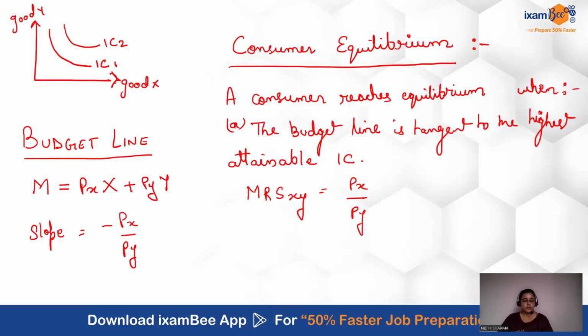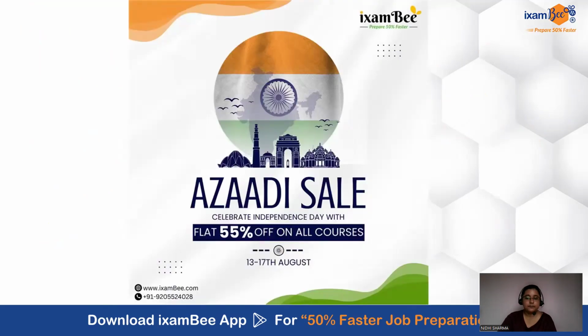So using the indifference curve and the budget line, the consumer basically chooses the combination of goods where the slope of the indifference curve equals the slope of the budget line, giving us the maximum satisfaction. So yes, that was about the ordinal approach, or basically the IC analysis approach to consumer's equilibrium.